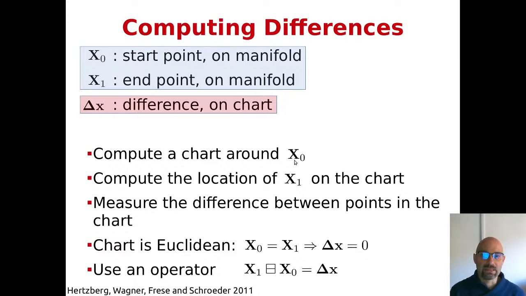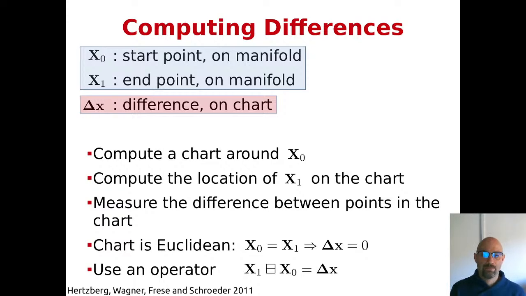Then given this mapping, we calculate the location of the other point, the point from which we want to measure the distance, or the difference, which is x1. We have detected this other point. Then at this point, we have 2 elements, 2 points in the chart, right? But the chart is Euclidean. And so we could compute the delta x, the difference, just by taking the mapping of x1 on the chart, because the other one we know it to be 0. And this will be the difference on the chart.